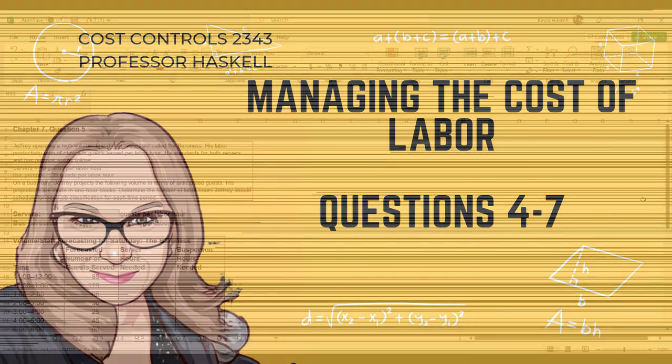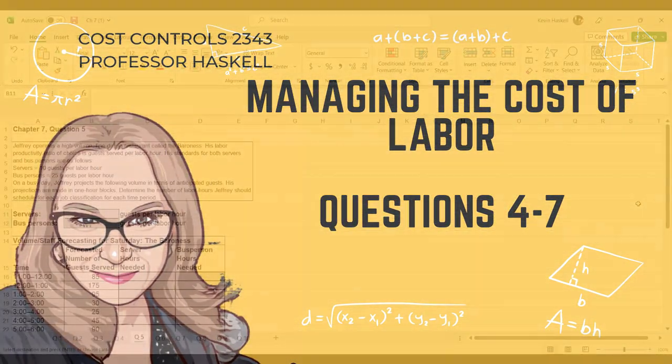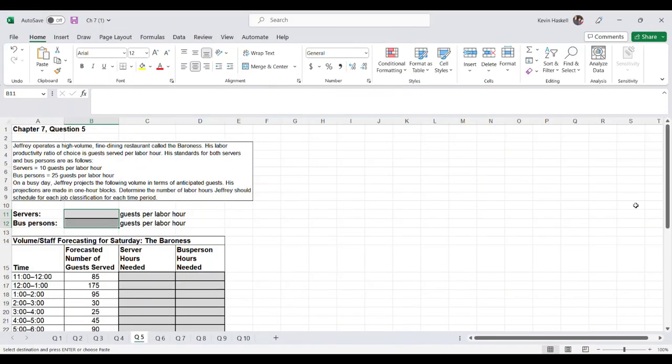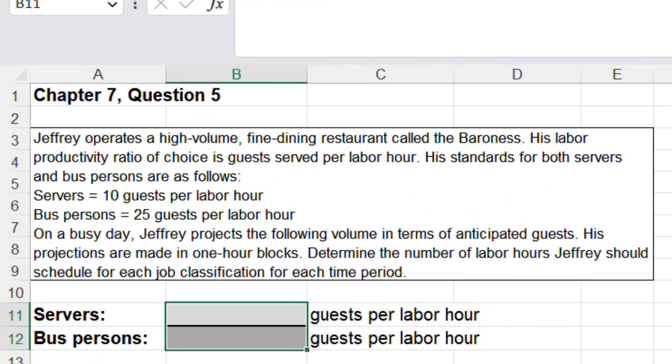All right, I've skipped question 4 because we have done enough of those 6-column calculations. Question 5. Jeffrey operates a high-volume fine dining restaurant called the Baroness. His labor productivity ratio of choice is guests served per labor hour. His standards for both servers and buspersons are as follows.